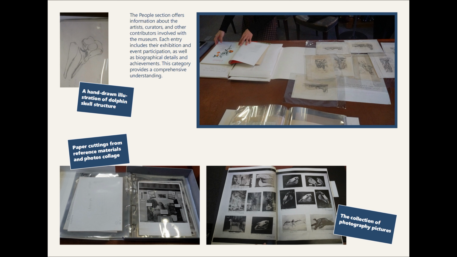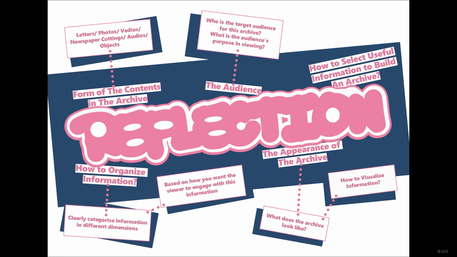I had some reflection after learning from the archives. Firstly, the form of the content in the archive. In common, letters, photos, videos, newspaper cuttings, and audio objects can be the elements collected in the archives. The second point is about the target audience for the specific archive. What is the audience's purpose in viewing an archive?